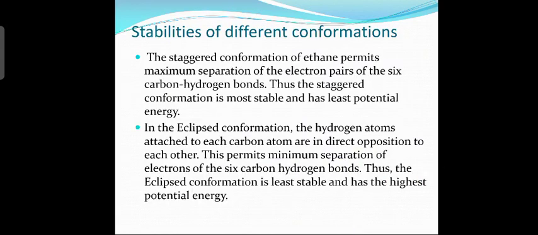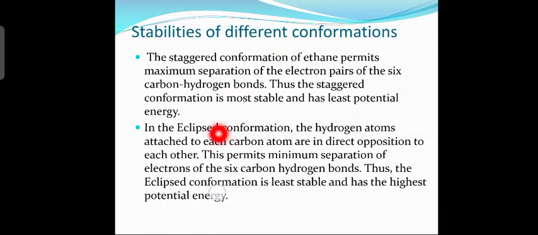Okay, next slide. Stabilities of different conformations. Now here we are going to study the stability of different conformations. The staggered conformation of ethane permits maximum separation of the electron pairs of the six carbon-hydrogen bonds, as you might have observed in the previous diagram. In staggered, the carbon-hydrogen bonds of both carbon atoms are separated, so there is maximum separation. Thus the staggered conformation is the most stable and has the least potential energy.